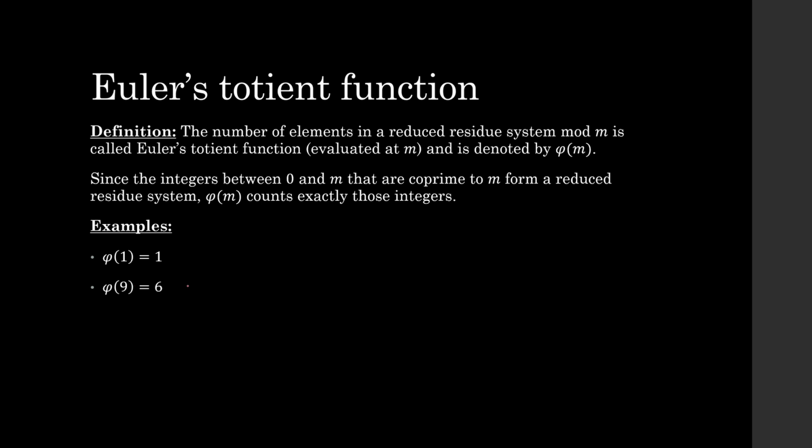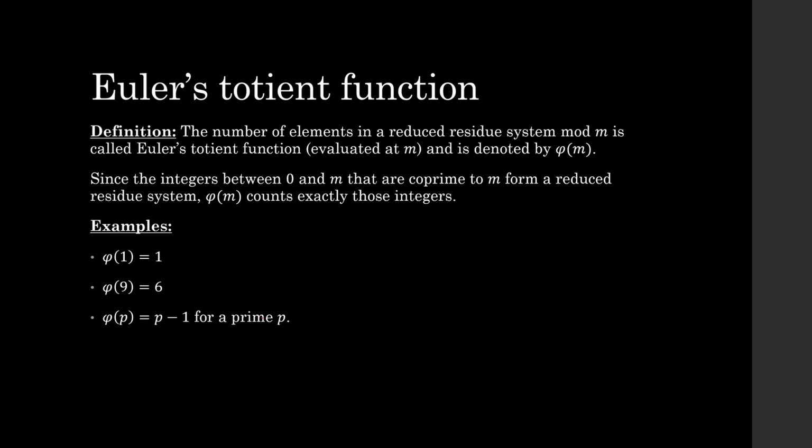Well, we've got that 1 is going to be part of the residue system. If we look at 2, 2 works, it's also coprime to 9. If we look at 3, it doesn't work, so I'm not going to put it in here. If I look at 4, it's going to work. If I look at 5, it's going to work. If I look at 6, it's not going to work because it has a greatest common divisor of 3. If I look at 7, it's going to work. And if I look at 8, it's going to work. So I've got 1, 2, 3, 4, 5, 6 of those, and that gives me that phi of 9 equals 6.